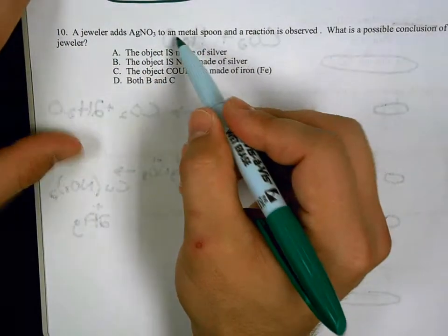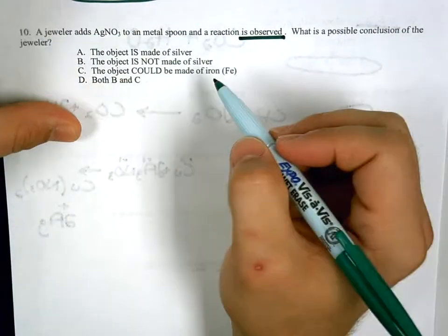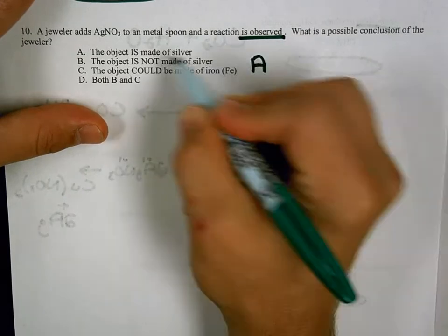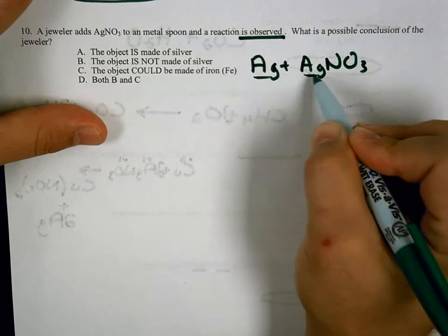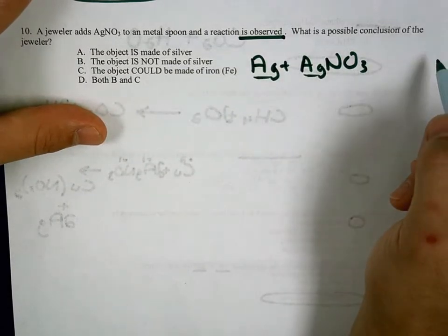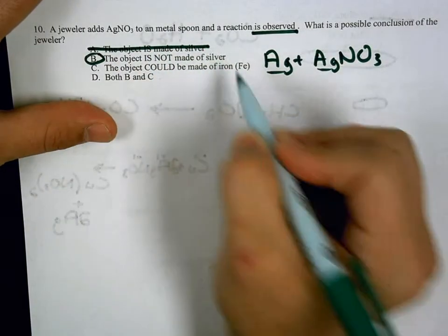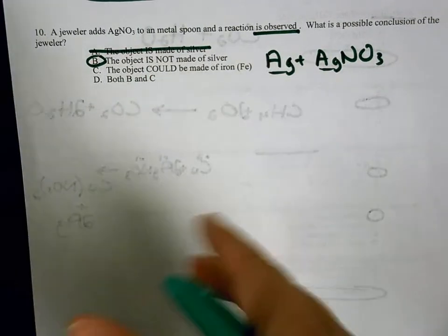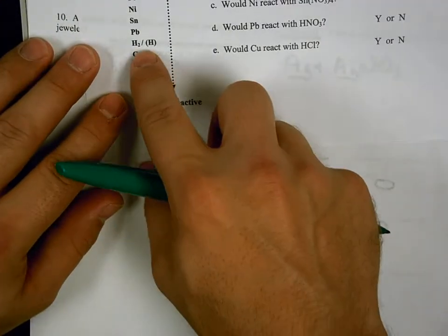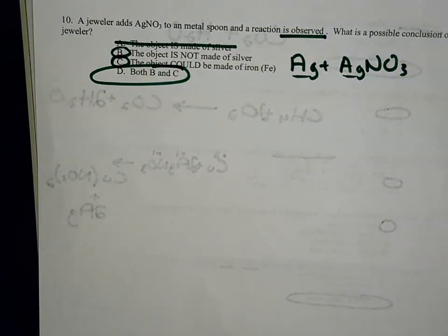Lastly, a jeweler adds AgNO3 to a metal spoon and a reaction is observed. What is a possible conclusion of the jeweler? Now if you added silver plus silver nitrate, I think because the cation is the same here, you would see no reaction. So I would therefore say that this is not made of silver. So A is out. It can't be made of silver if we saw a reaction. Now the object could be made of iron. If we look at our reactivity series, we notice that iron, Fe, is more reactive than Ag. So we could see a reaction there, and I think that leaves us with D. Both B and C are possible.